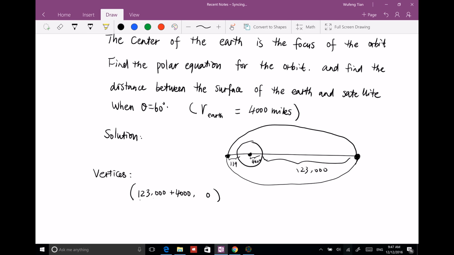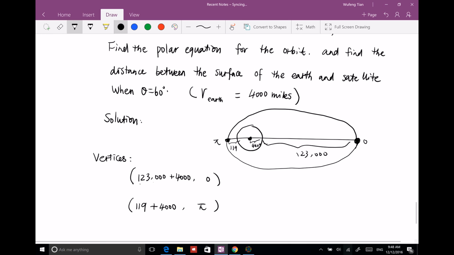This side is 0, and the left side is pi. So the other vertex is going to be 119 plus 4,000 and pi. You have two vertices. The first one is going to be 127,000 and 0. The other one is going to be 4,119 and pi.